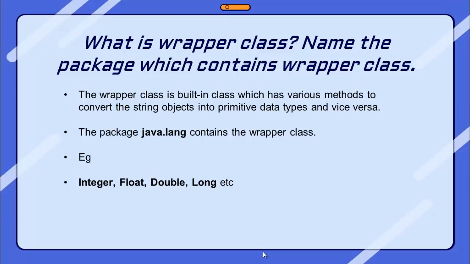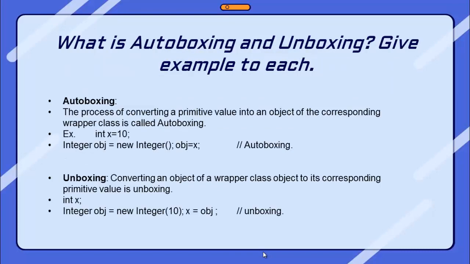The wrapper class is a built-in class which has various methods to convert string objects into primitive data types and vice versa. The package java.lang contains the wrapper classes. Examples: Integer, Float, Double, Long, etc.